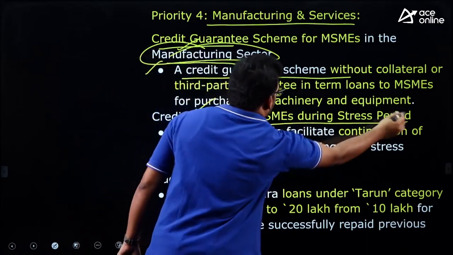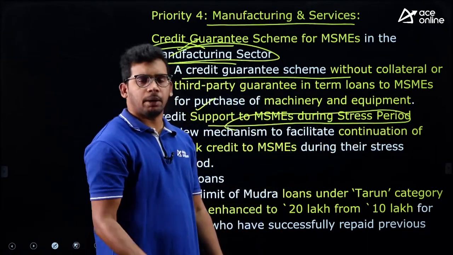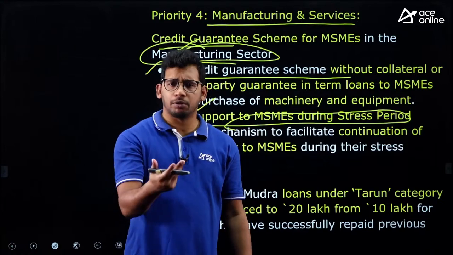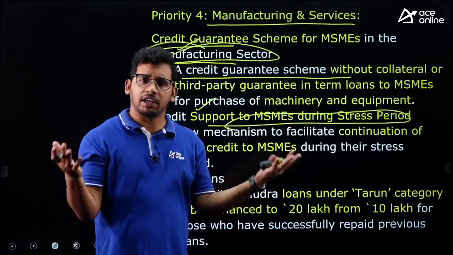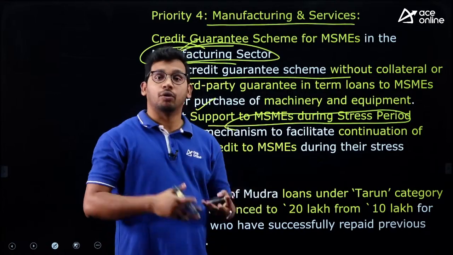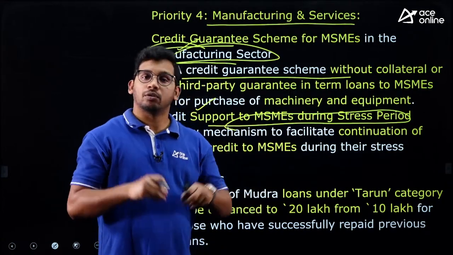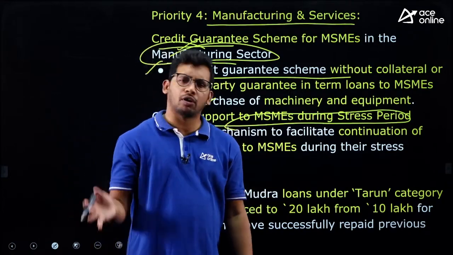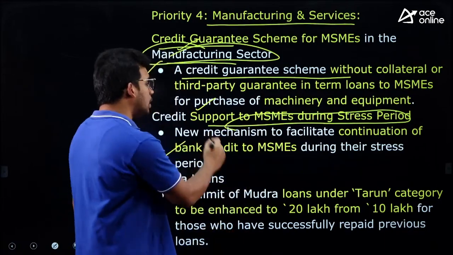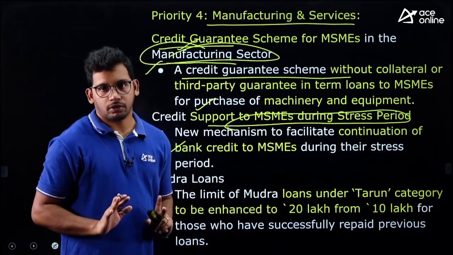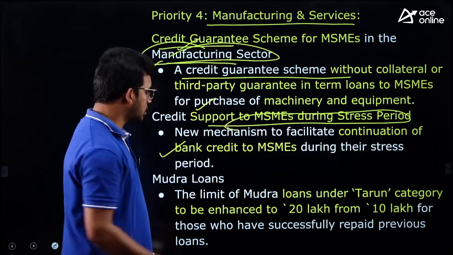Now, credit support during stress period. MSMEs go through stress periods. For example, take COVID: a lot of businesses boomed in 2017, 2018, 2019, but during and immediately after COVID, there was a lot of financial stress on MSMEs, and a lot of businesses were closed. In such situations also, the government is going to come up with credit support to sustain the business. This is one more thing.